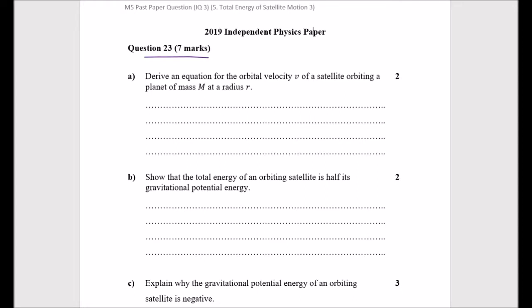Question A says derive an equation of orbital velocity orbiting a planet of mass M at a radius of r. B says show that the total energy of an orbiting satellite is half the gravitational potential. So we want to show that the total energy equals half the gravitational potential.